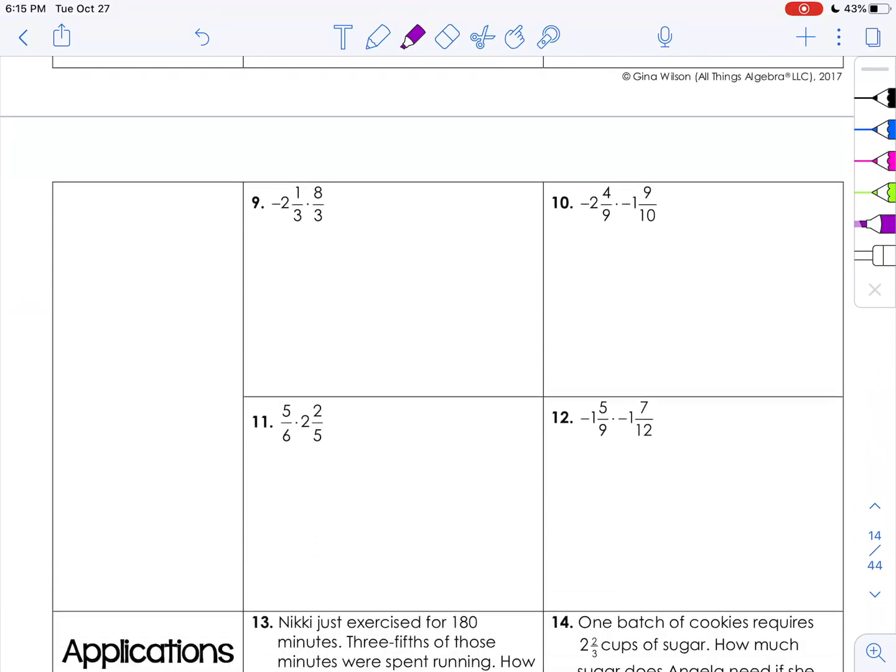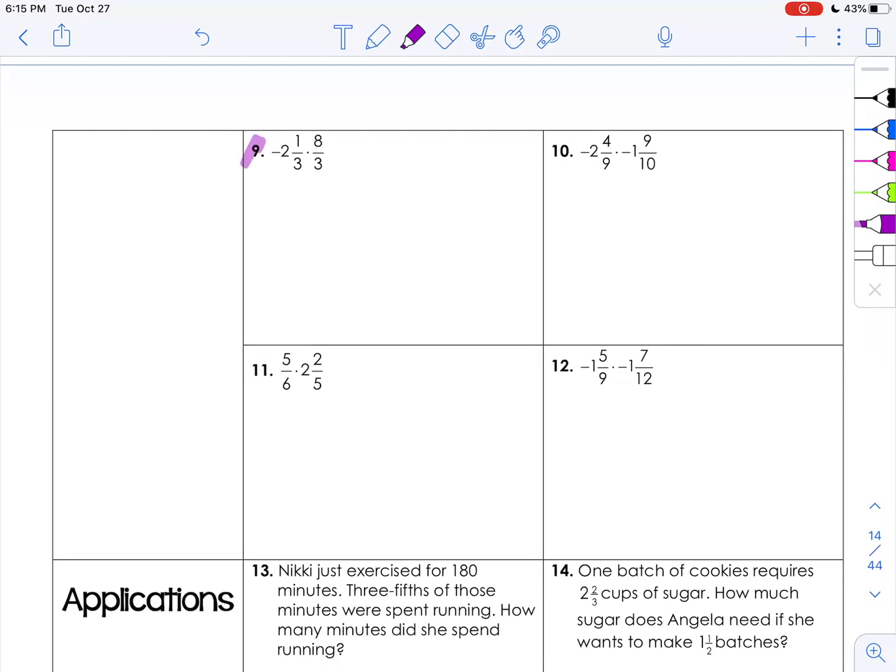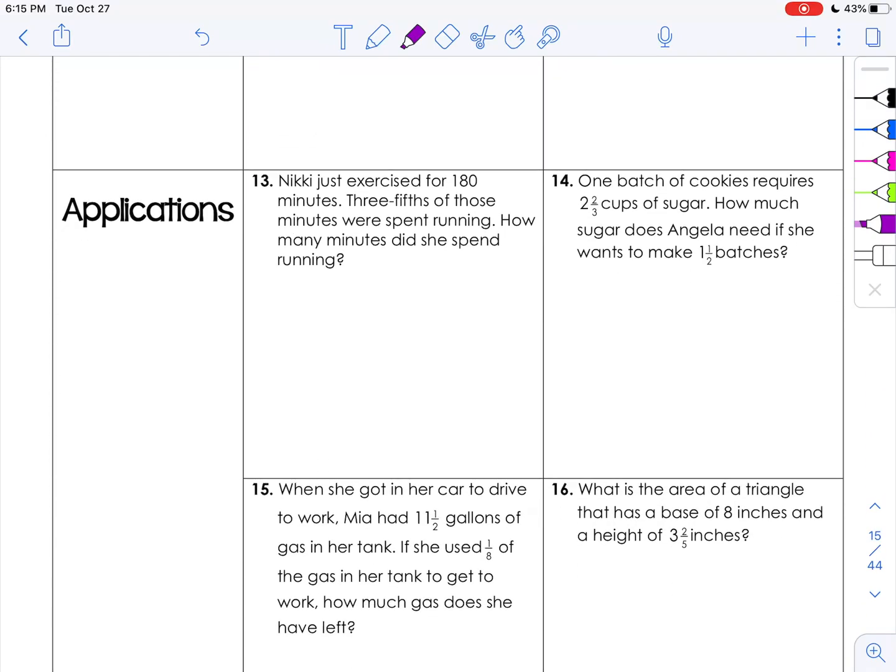Go ahead and highlight 9 through 12. And let's take a look at a couple of word problems.